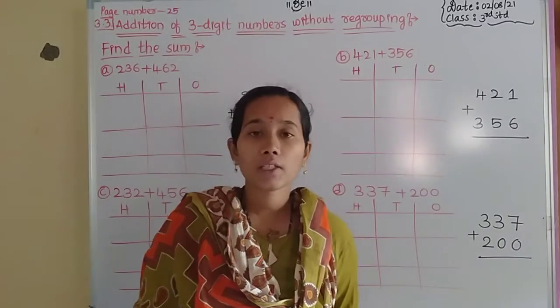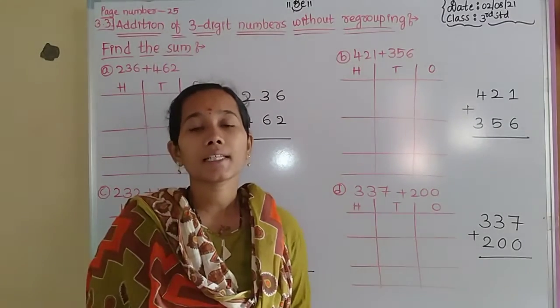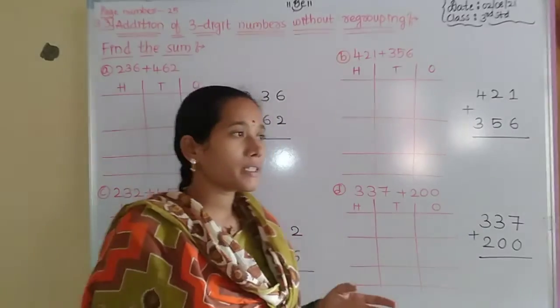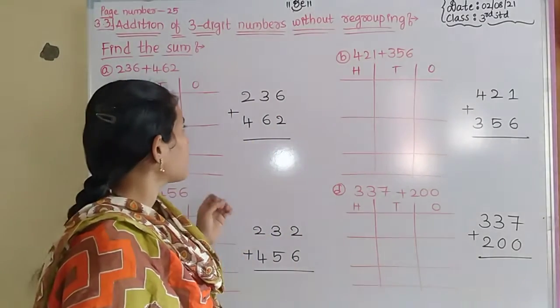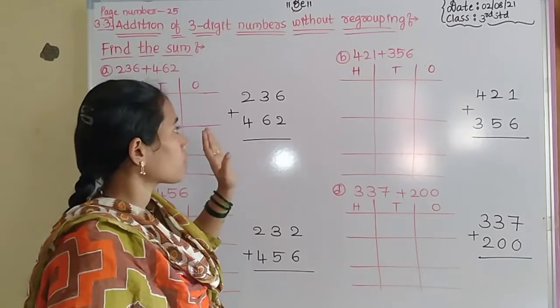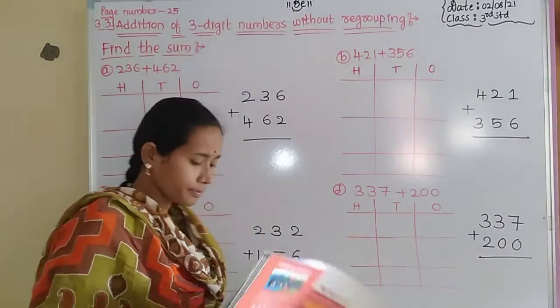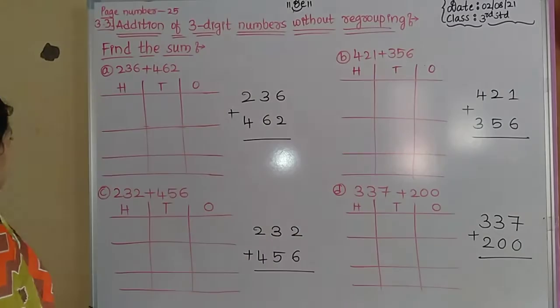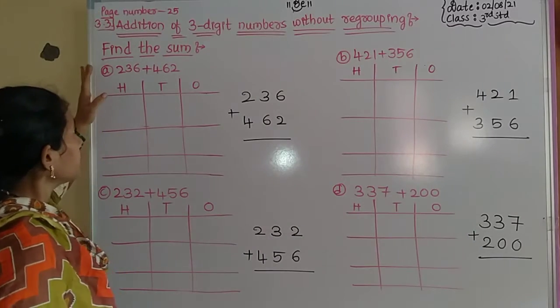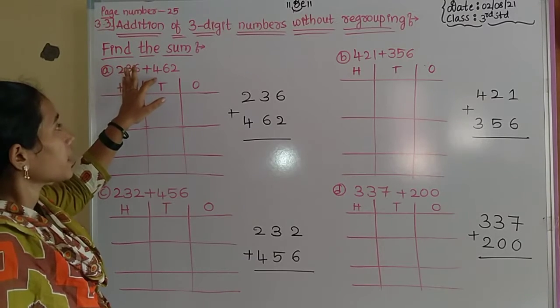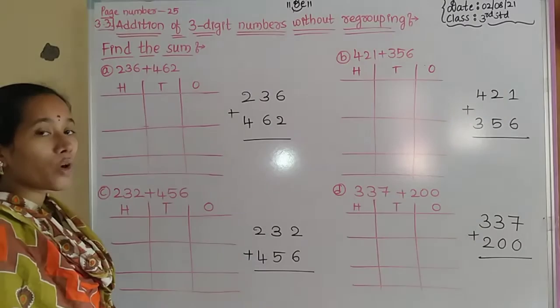Open your textbook page number 25, with the representation of the placements or the positions. We have to represent the positions with respect to their numbers or the digits, solve the problem, and write the answer for that. See here, find the sum. Eighth one, 236 plus 462 is there.